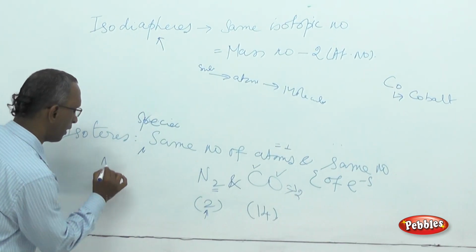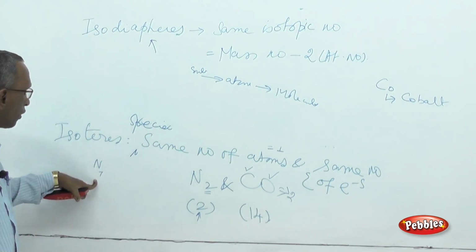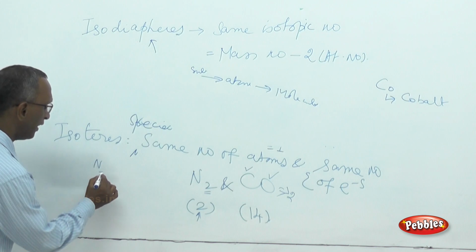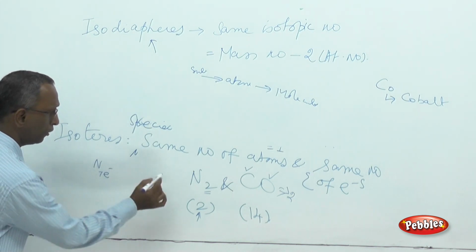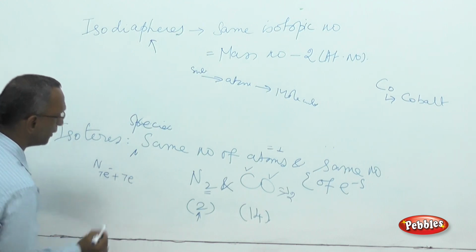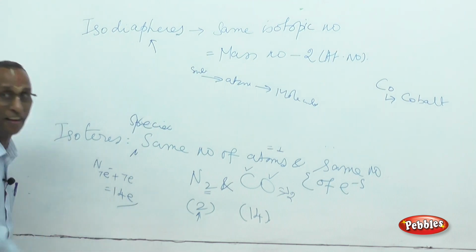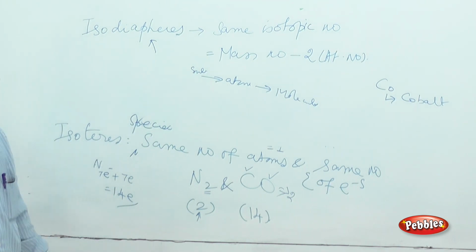Nitrogen atomic number is 7, and the nitrogen molecule is N2. Atomic number 7 means that it contains 7 electrons. So one nitrogen atom contains 7 electrons, and another nitrogen atom contains 7 electrons. The total number of electrons is 14 for the N2 species.